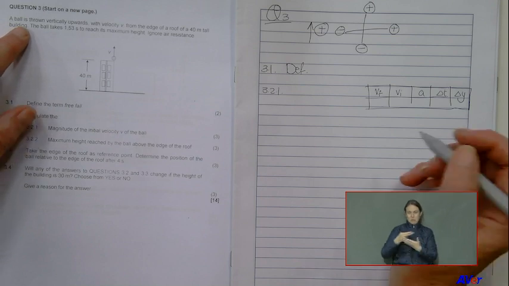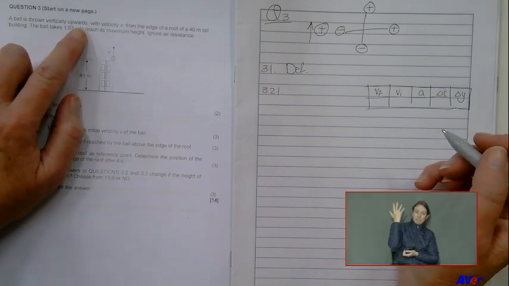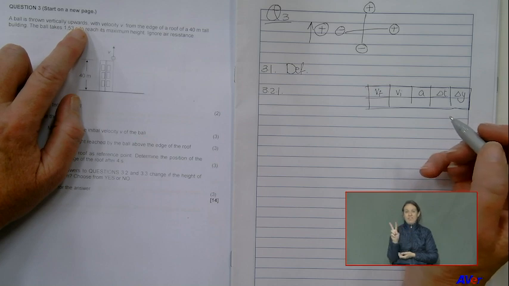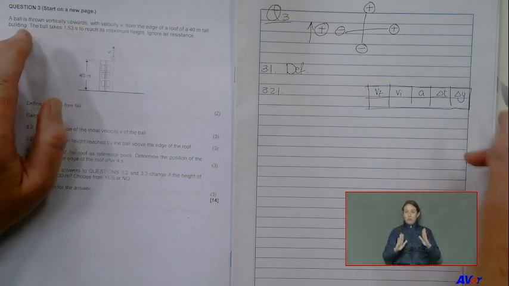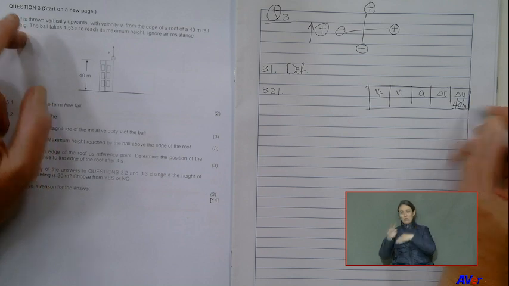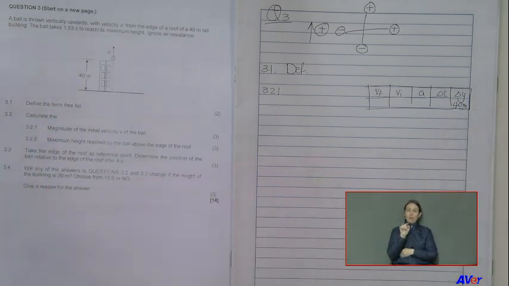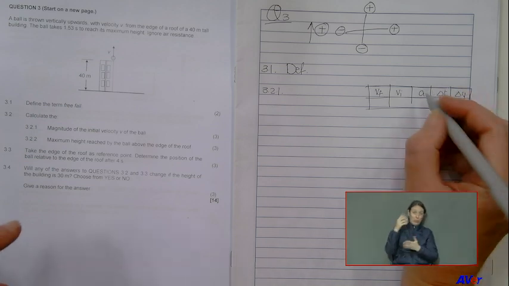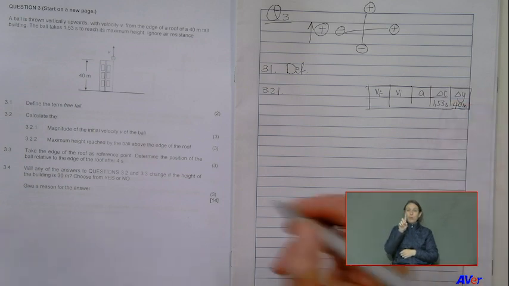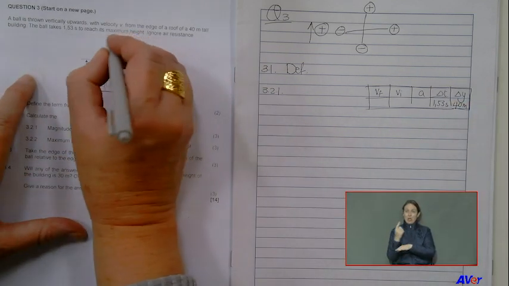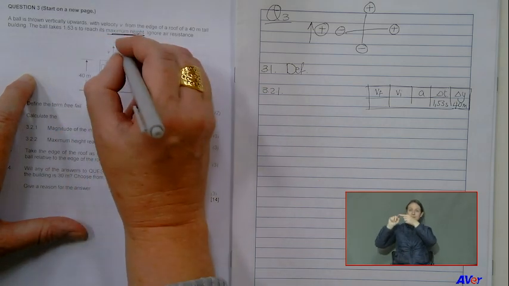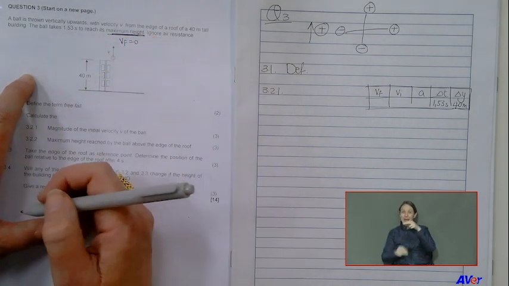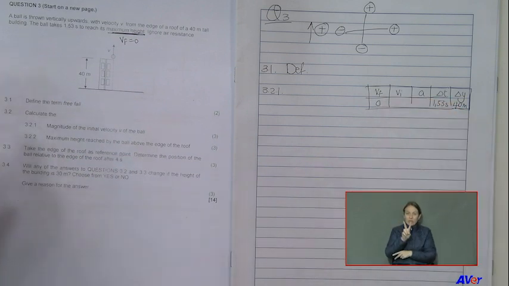A ball is thrown vertically upwards with a velocity V from the edge of a roof of a 40-meter tall building. So that means delta Y can be 40 meters. But please remember, it can be 40 meters upwards or 40 meters downwards. So it can be a plus or a minus 40 depending on your direction. The ball takes 1.53 seconds to reach its maximum height. Okay, boys and girls, if you see maximum height, then the final velocity equals 0. So the final velocity is 0.